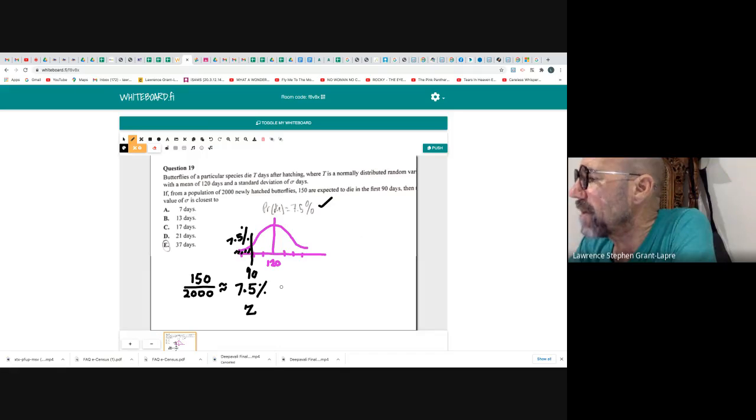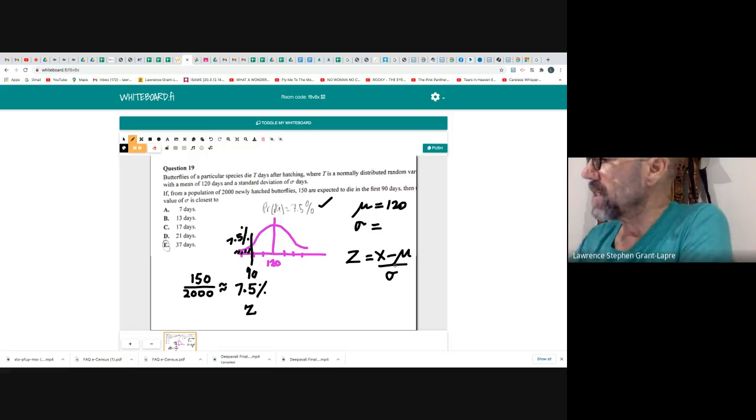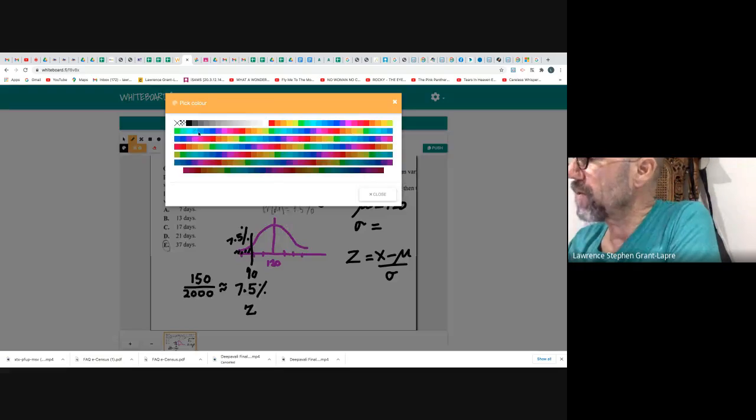We need the Z value because we know the mean. We know the mean is 120. We just don't know what the standard deviation is. And there's a formula that says Z equals X minus mean over standard deviation. So what is this Z value? Okay, pick up your calculator. I'll walk you through this.